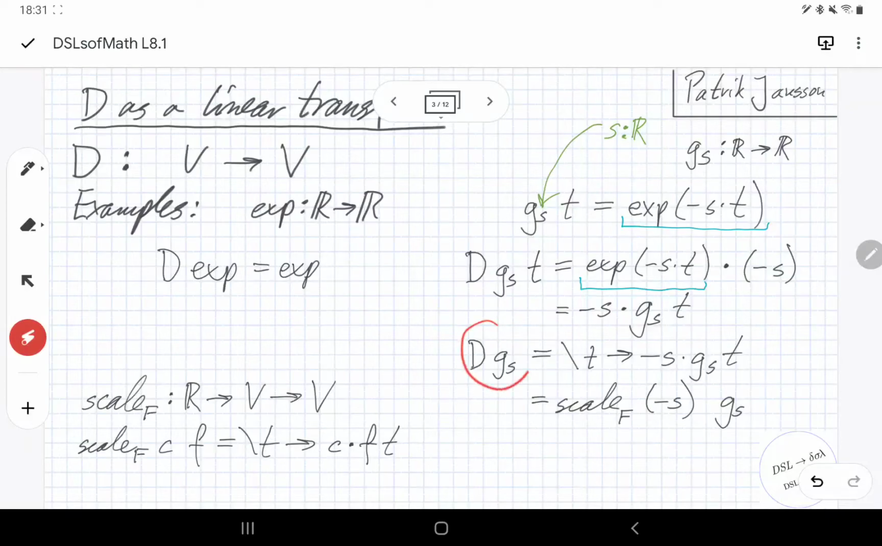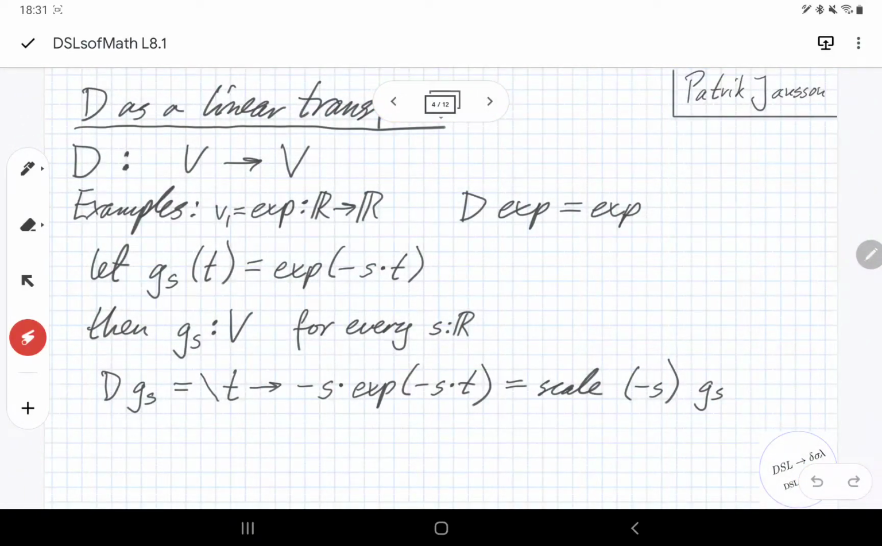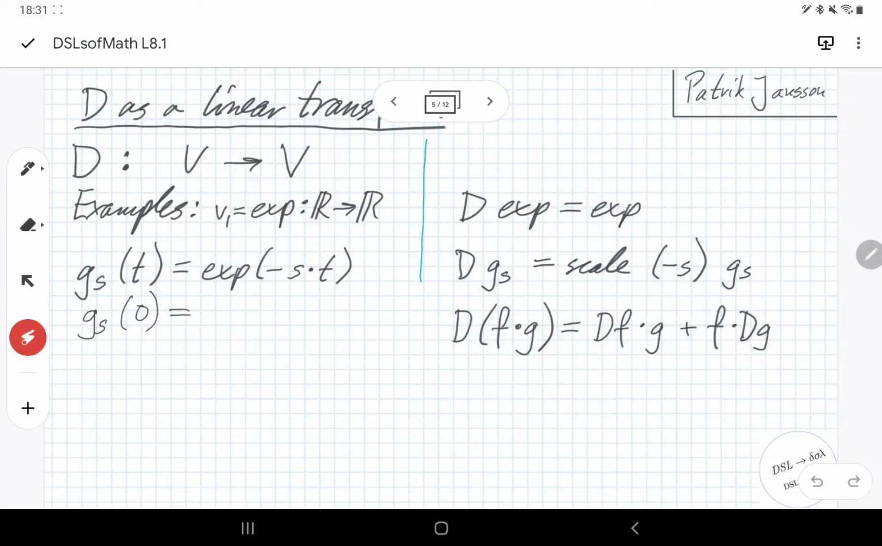So the derivative of gs is a vector pointing in the same, or actually the opposite, direction of gs, scaled by this factor. So this is actually also an eigenvector. gs is something which is returned by this operation scaled by a constant. In this case, minus s is the constant. We'll also use that later.